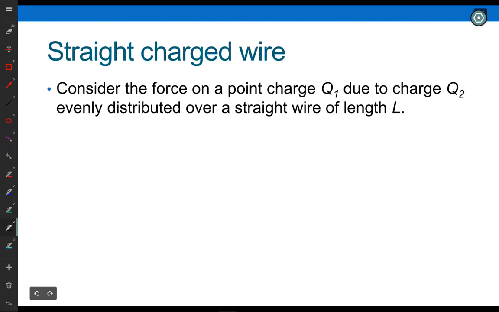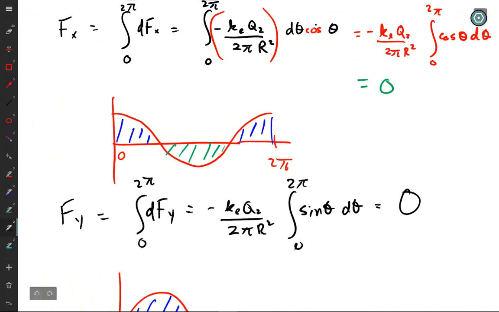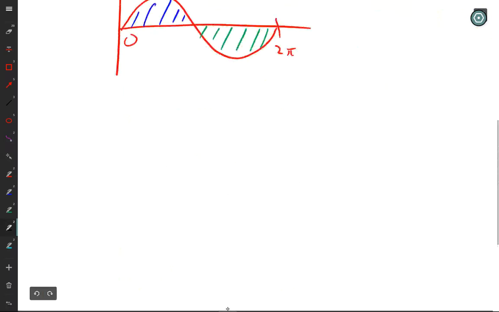So the next one. Consider the force on a point charge Q due to charge Q2 evenly distributed over a straight... Okay, actually I wanted to do a variation on the problem we just did. I thought I had that next, but apparently not. So here's the variation on the problem we just did. Same loop. Okay, I made it blue instead of black. Let me fix that. Same loop. Same charge Q2 over the entire thing.